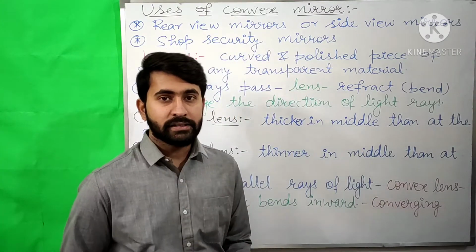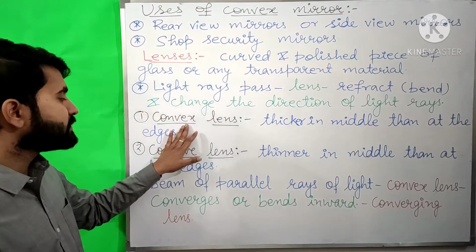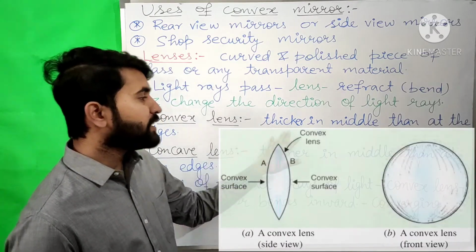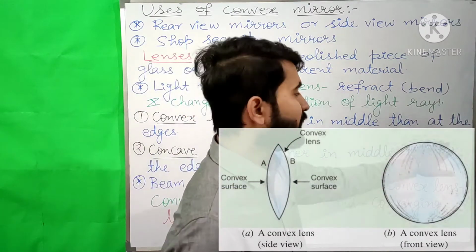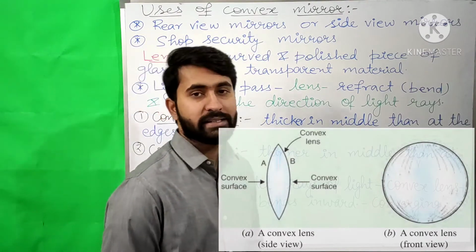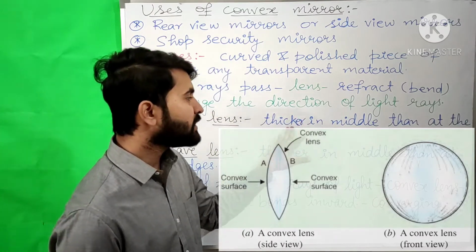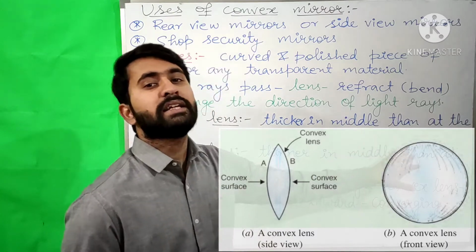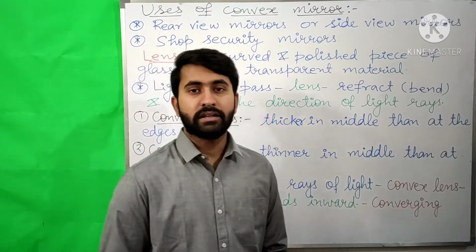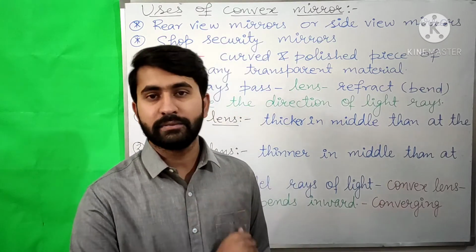Just like the mirrors, lenses are also of two types, that are convex lens and concave lens. The lens which is thicker in the middle than at the edges is known as a convex lens, or we can say that a convex lens is thicker in the middle and thinner at the edges. When we look at a convex lens from the front side, it looks like a round piece of transparent glass.